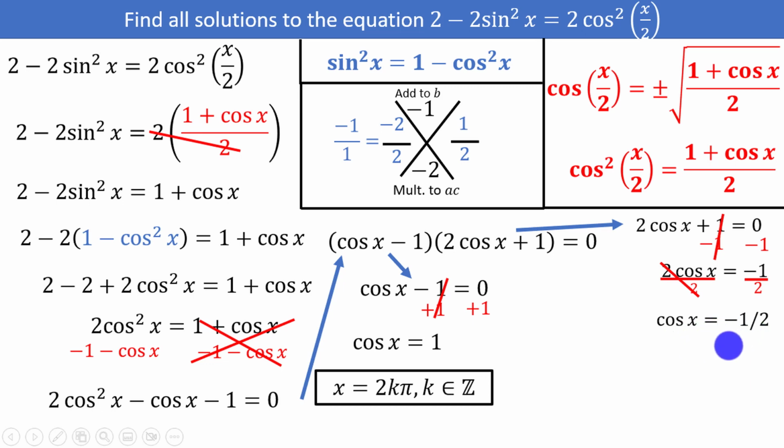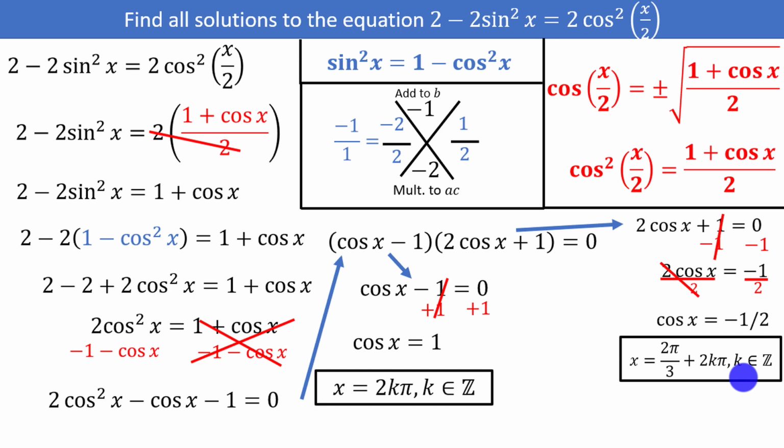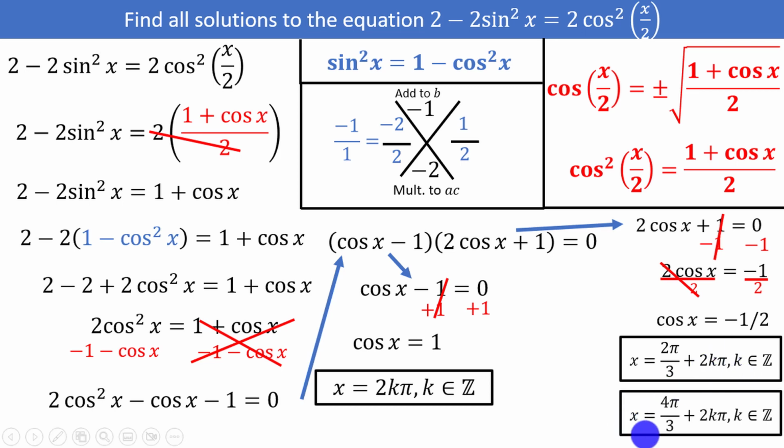The angle in quadrant 2 will be 2 pi over 3. But of course we need all solutions, so we could have any angle that is coterminal with 2 pi over 3, so we must add 2k pi, where k is some integer. The other solution would be in quadrant 3. The angle with a reference angle of pi over 3 in quadrant 3 would be 4 pi over 3, so 4 pi over 3 is also a solution. Of course, since we need all solutions, we will have 4 pi over 3 plus 2k pi, again where k is some integer.